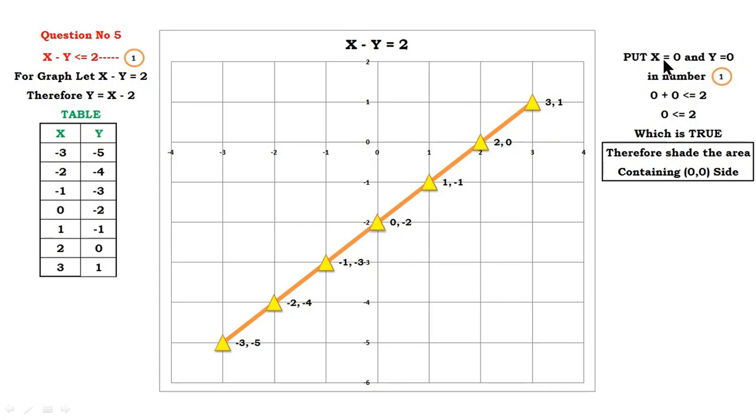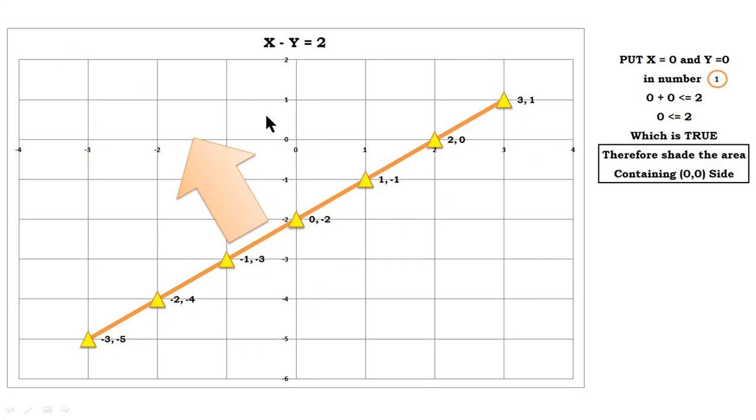Then insert x is equal to 0 and y is equal to 0 in number 1. You will get 0 plus 0 less than or equal to 2, and 0 less than or equal to 2 is true. Therefore, shade the area containing the 0, 0 side. This one, you have to shade this region. The arrowhead represents that you have to shade this region.